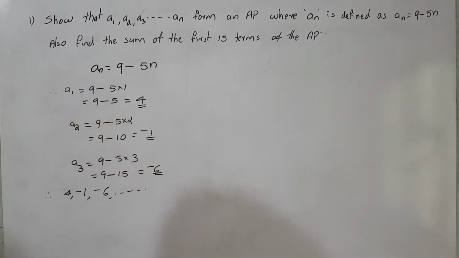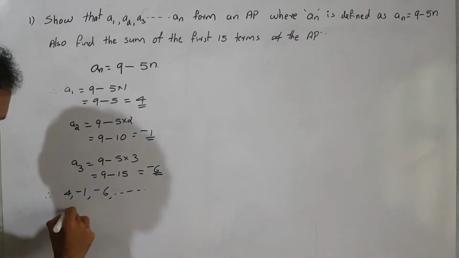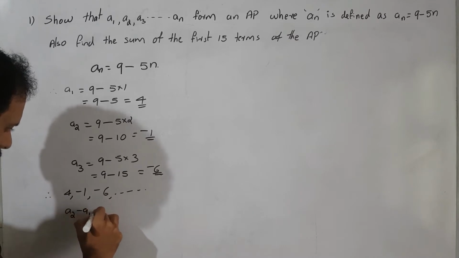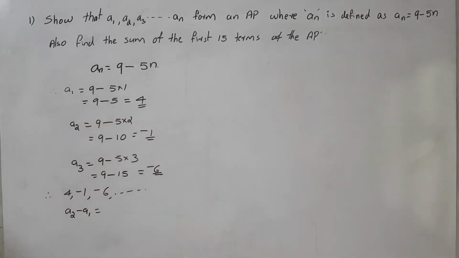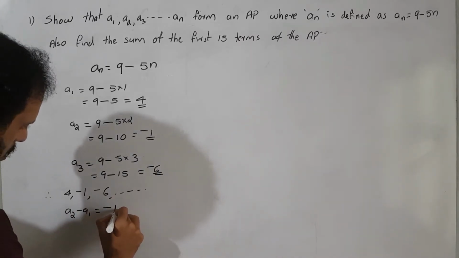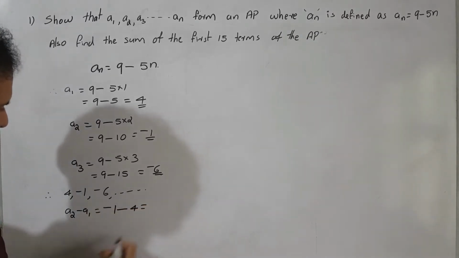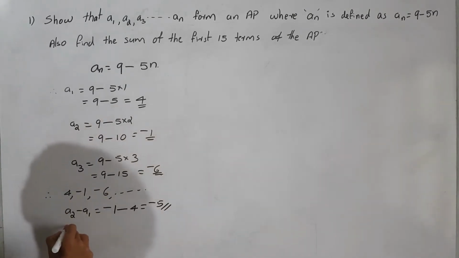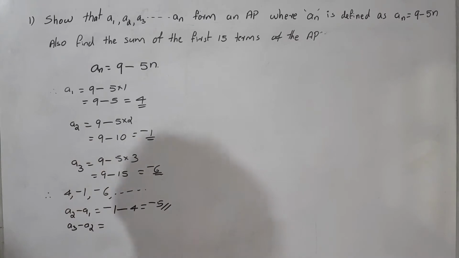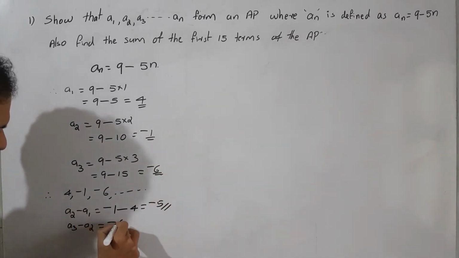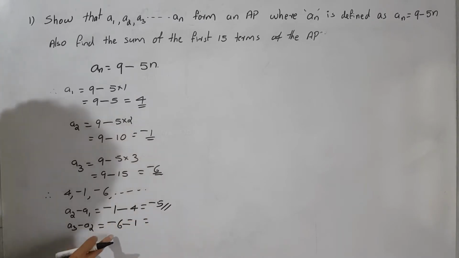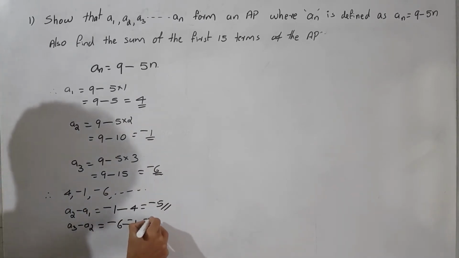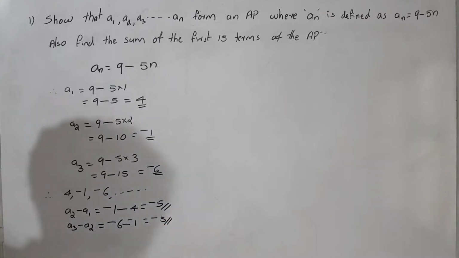Next we check whether this sequence is an AP or not. For that we check a2 minus a1. What is a2? a2 is minus 1. Minus 1 minus 4, that is minus 5. Next we take a3 minus a2. What is a3 minus a2? a3 minus a2 is minus 6 minus minus 1, that is minus 6 plus 1. Minus 6 plus 1 is also minus 5. Now it is very clear.